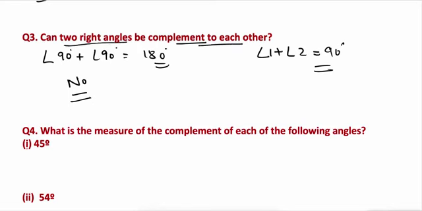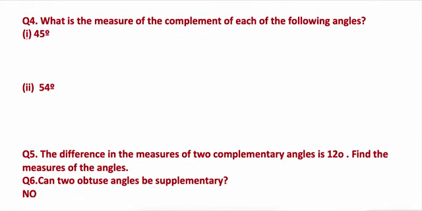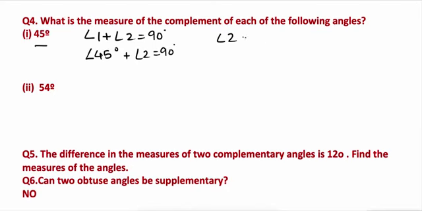Question number 4. What is the measure of the complement of the following angles? For complement, we know that angle 1 plus angle 2 is equal to 90 degree. So if suppose one angle is given 45 degree, what is angle 2? So angle 2 will be 90 minus 45 degree, which comes to 45 degree. So this way we can find the other angle, and as we all know, in complementary angles, angle 1 is complement to angle 2 and angle 2 is complement to angle 1.